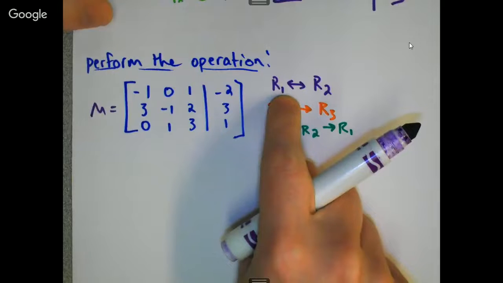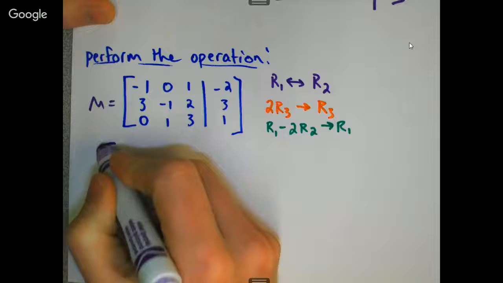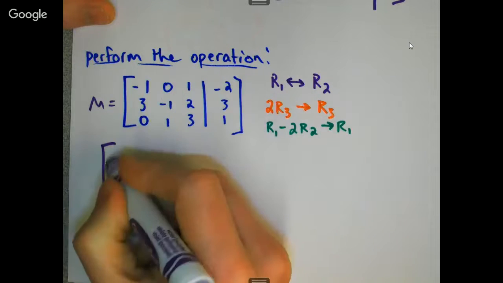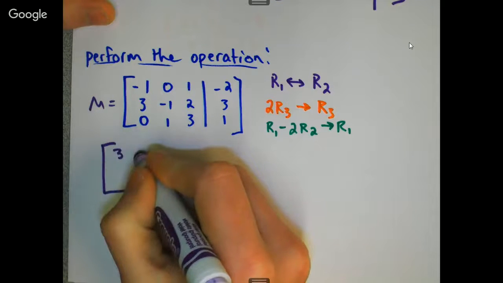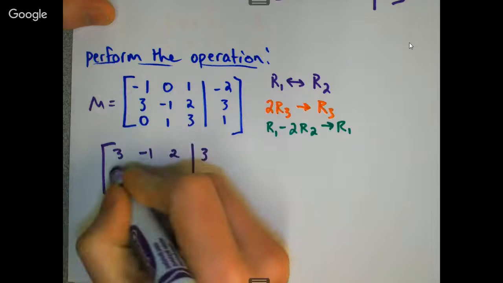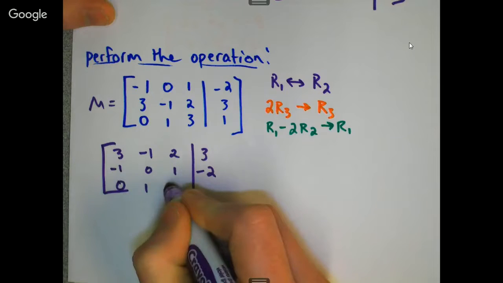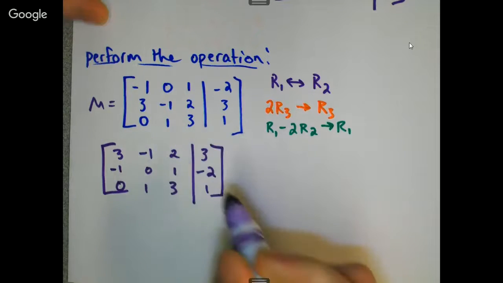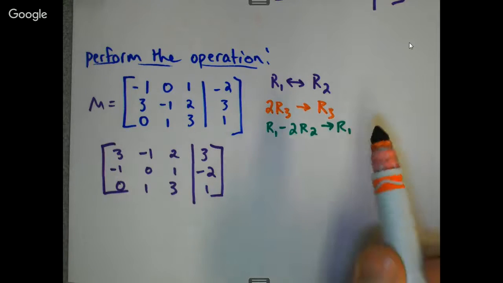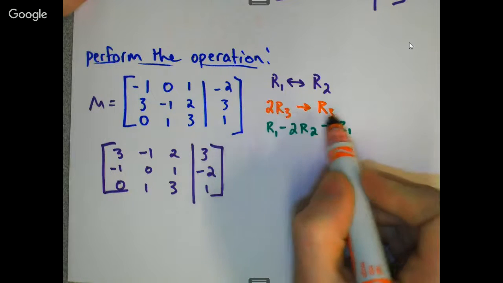And the first operation I want to do is interchange row 1 and 2. So here's row 1, here's row 2, and I'm just going to switch them. So this first row now becomes 3, -1, 2, 3. The second row was the first row up there. And the third row, nothing happened to it. So, a simple interchange.